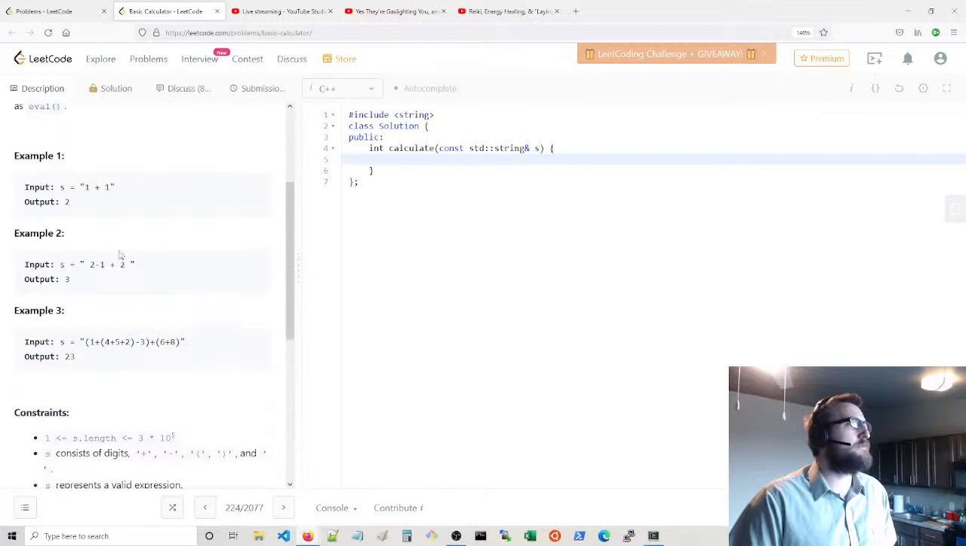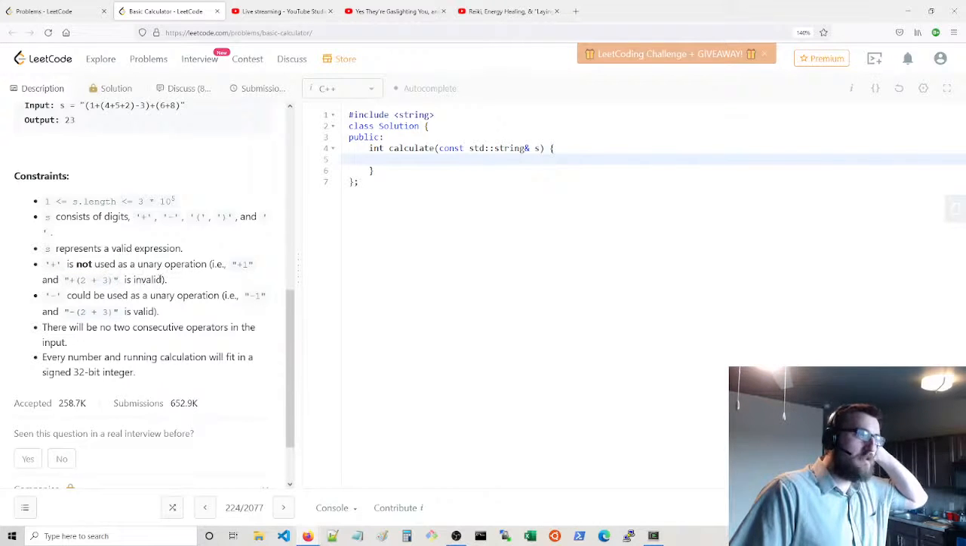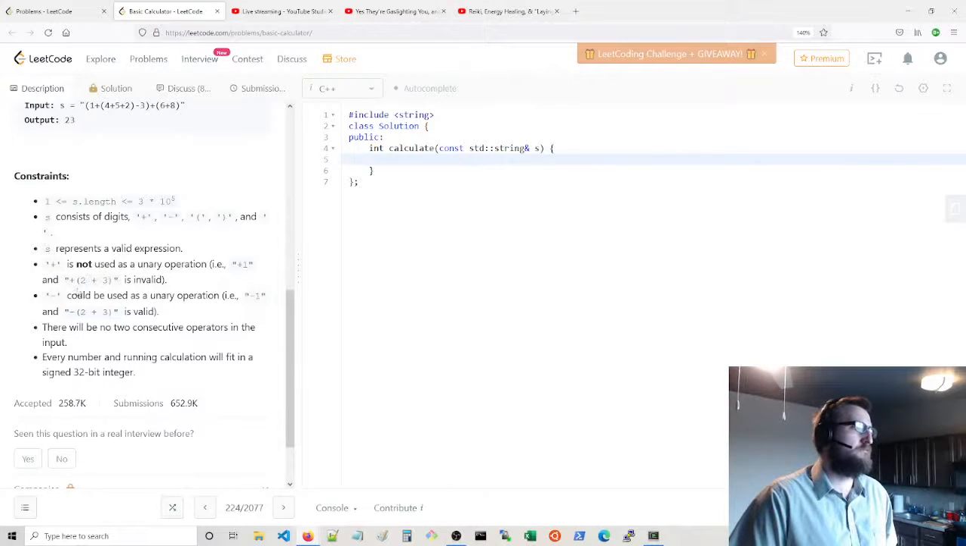Sure. So we have operations: addition, subtraction, and oh, there's no multiplication, just addition and subtraction. But we do have parentheses. That's interesting. And the space. S represents a valid expression, the minus is not used as a unary operation. That's nice, although we could support that too if we wanted to.